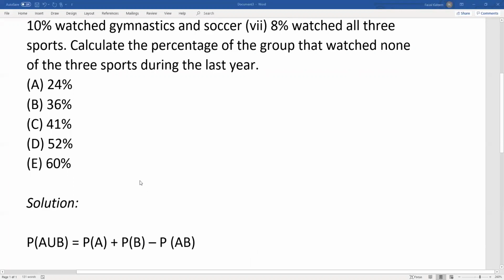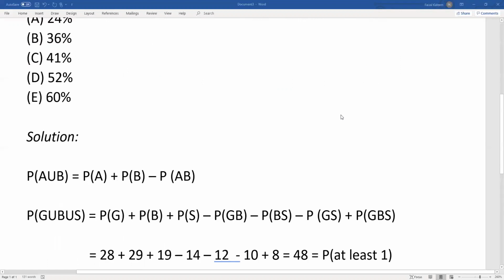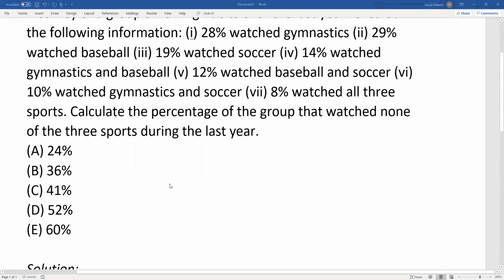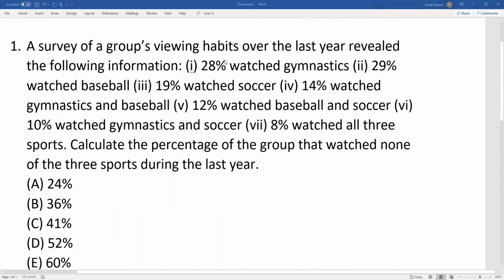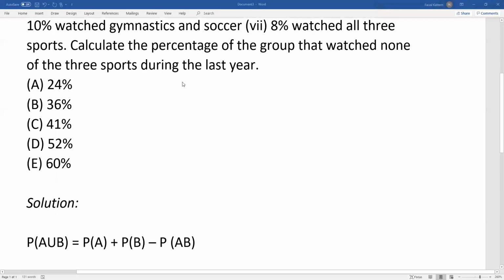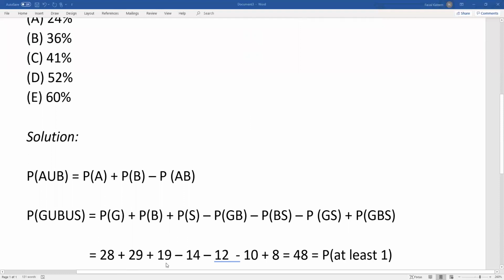We are asked the probability of none of these three. So we'll also use the fact that the complement of at least one is none, or the complement of none is at least one. So first we do the at least one, which is the union of all three. So here we just substitute all the numbers. It was 28% for gymnastics, 29 for baseball, 19 for soccer. So these are these three.